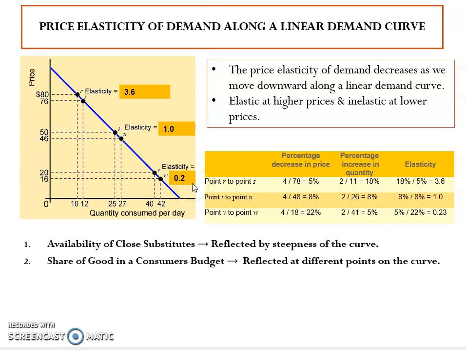Now we can summarize and recognize that the availability of close substitutes, that is reflected in the steepness of the curve. With a steeper curve, more inelastic, less substitutes, and a flatter curve, more elastic, and more substitutes. But we also know now that the share of a good in a consumer's budget, that is reflected at different points on the curve, with a higher price good being more elastic and a lower price good being more inelastic.